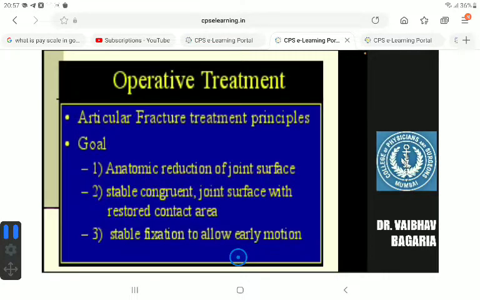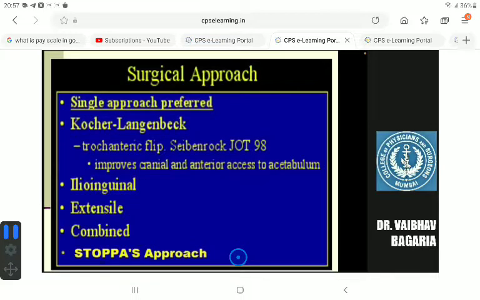Operative treatment runs on certain treatment principles. The goal is to have an anatomic reduction, a stable congruent joint surface with restored contact area, and stable fixation to allow early range of movement. We must know about surgical approaches. A single approach is always preferred. There are a few approaches.